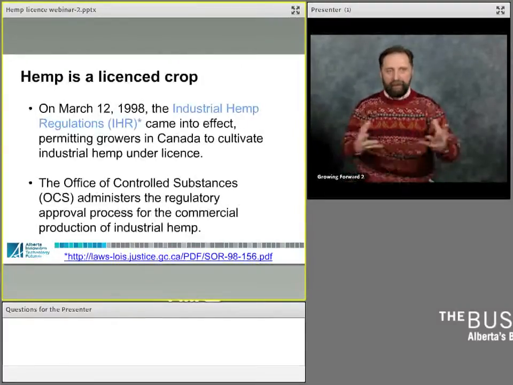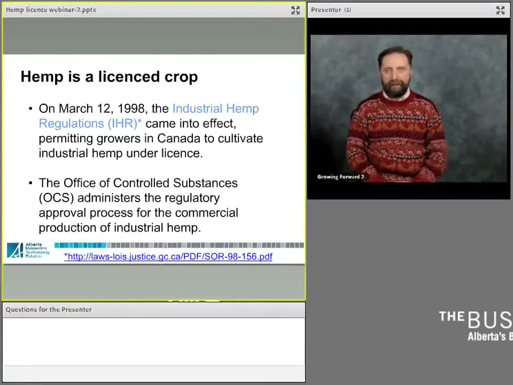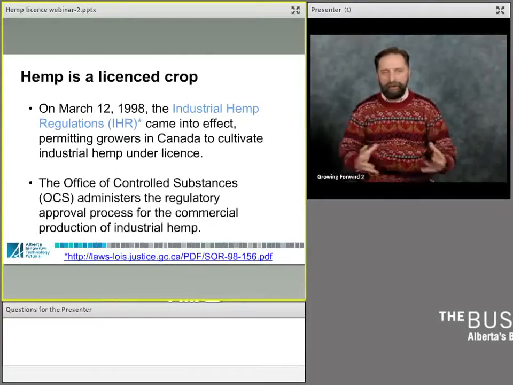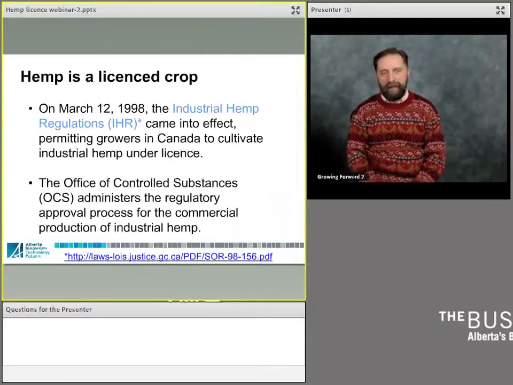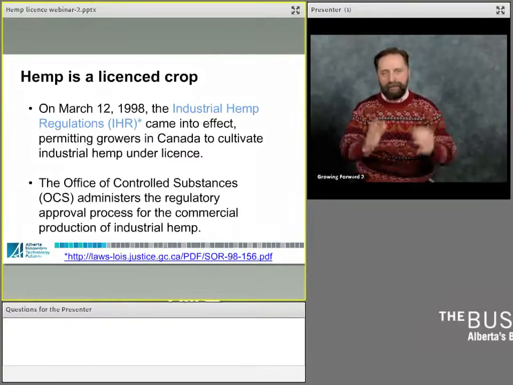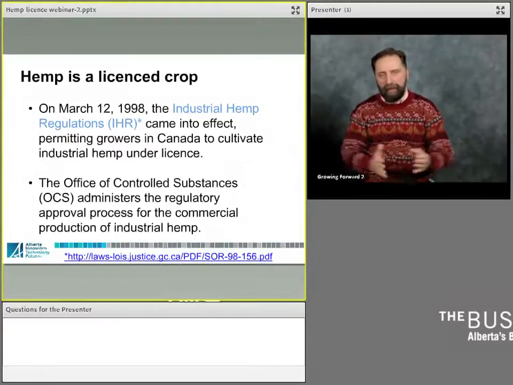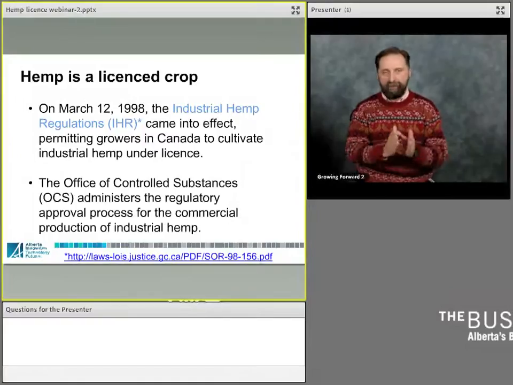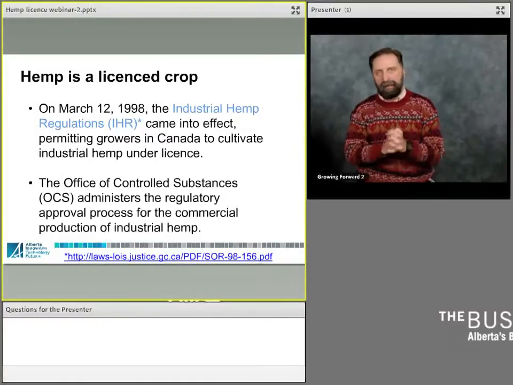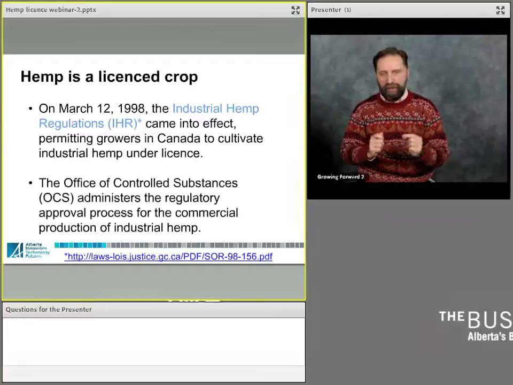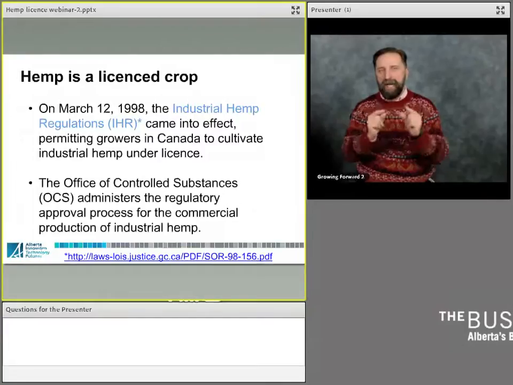Okay, we are talking about the license application. So a quick short background of why we have to fill out application forms. Hemp is a licensed crop. Probably you grow different crops. You grow canola, wheat, barley, and you name it. Hemp is different. Hemp is a licensed crop. On March 12, 1998, the industrial hemp regulations came into effect, and these regulations permitted growers to cultivate industrial hemp under license.